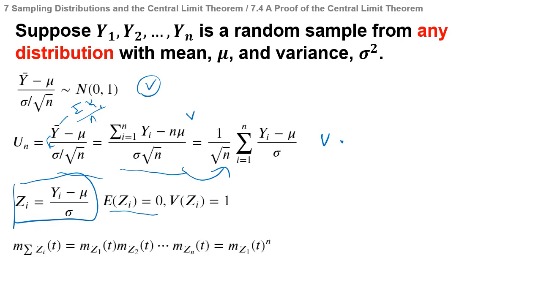And the moment generating function of the sum of zi's can be written as this: the moment generating function of z1(t) times the moment generating function of z2(t) times ... times the moment generating function of zn(t). And actually, all the zi's are independent and identically distributed. You can write it as the moment generating function of z1(t) to the n.